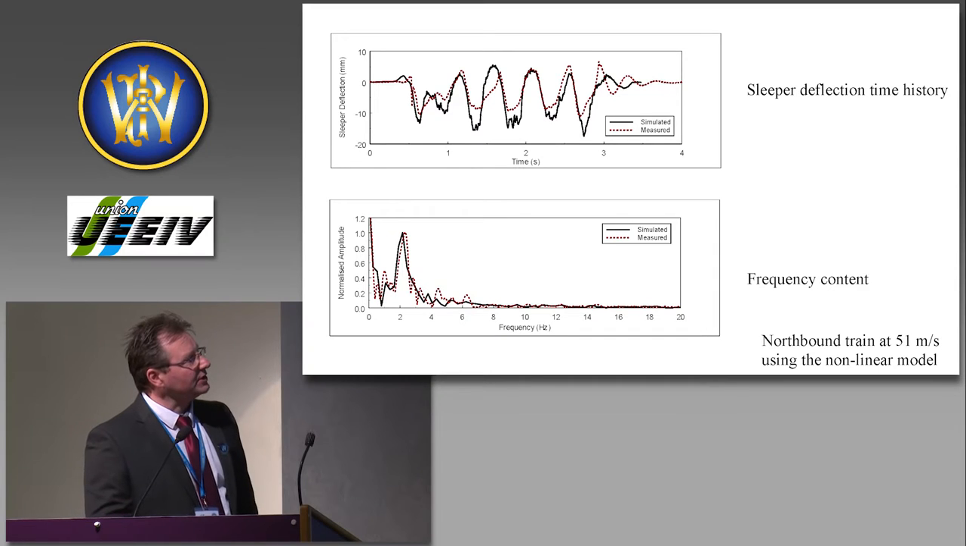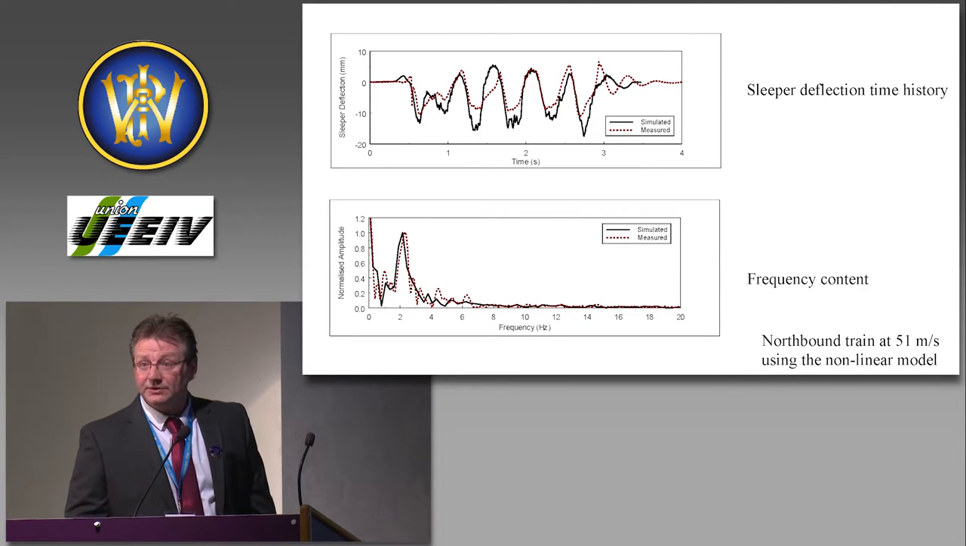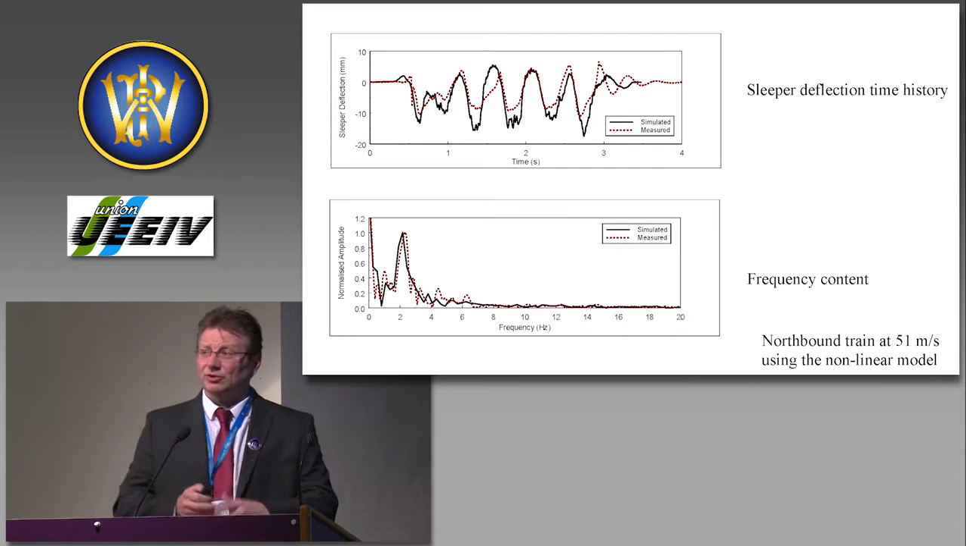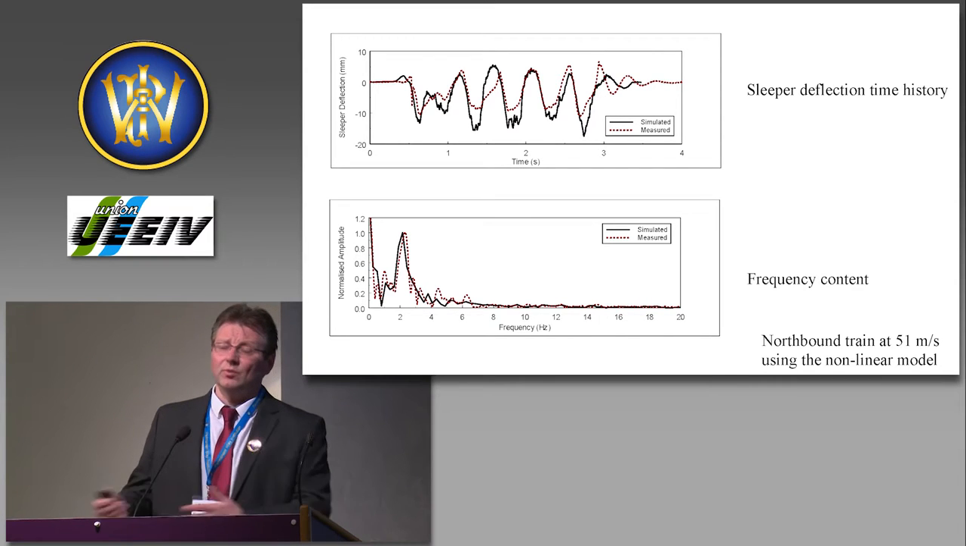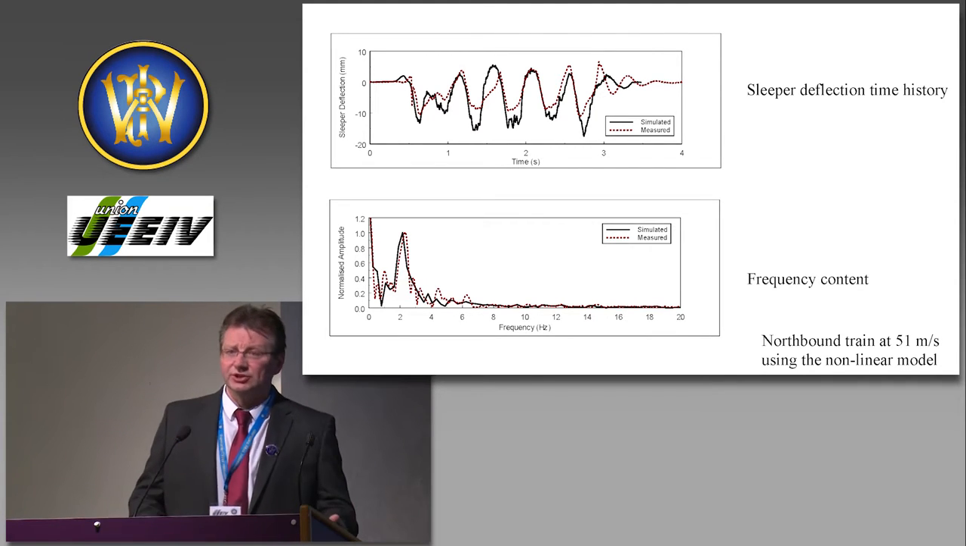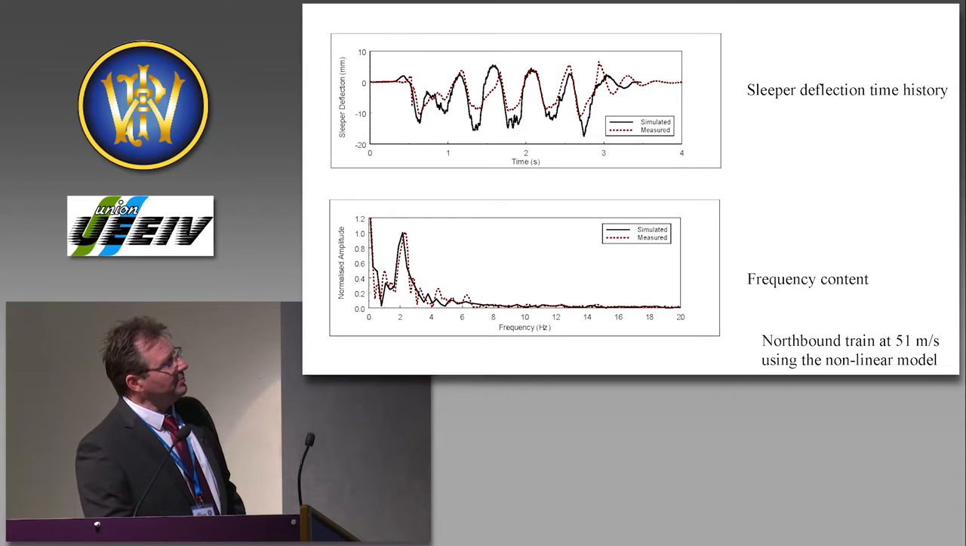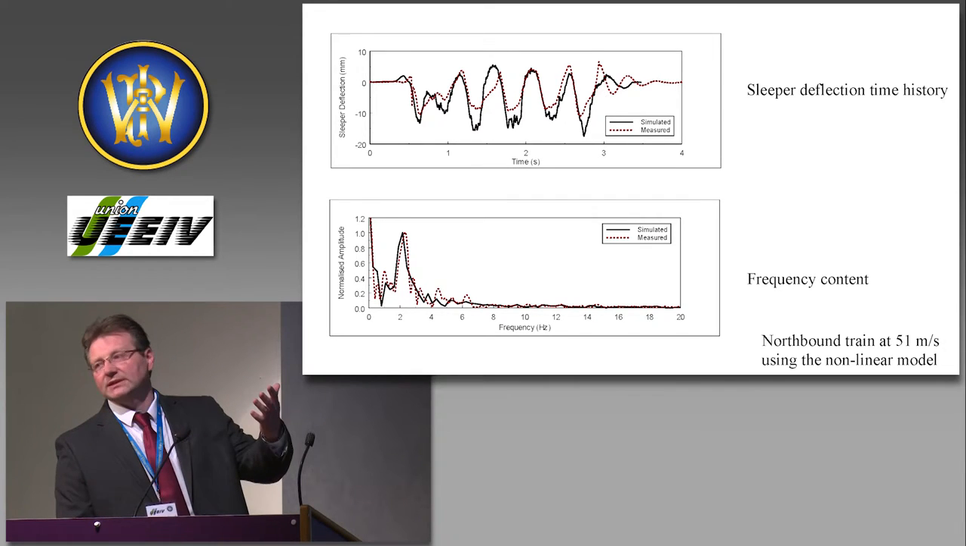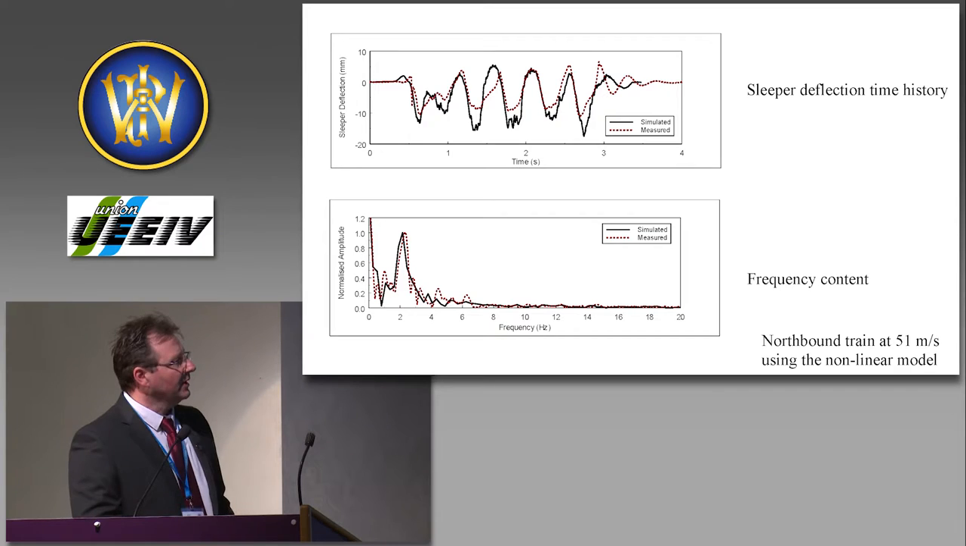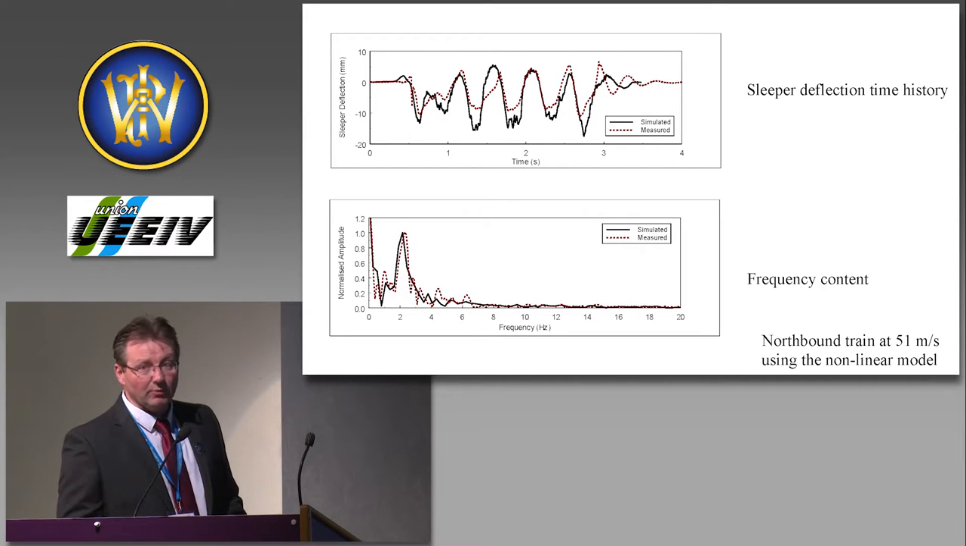So here is a plot, and the solid line is the simulated response, the dashed line is the measured response. It's not too bad using the nonlinear model. The point here is I'm not changing the parameters to go from one speed to another. All I'm doing is changing the speed. I could get slightly better responses by increasing the damping properties, for example. Frequency contents are modeled quite well, so we know we're okay.